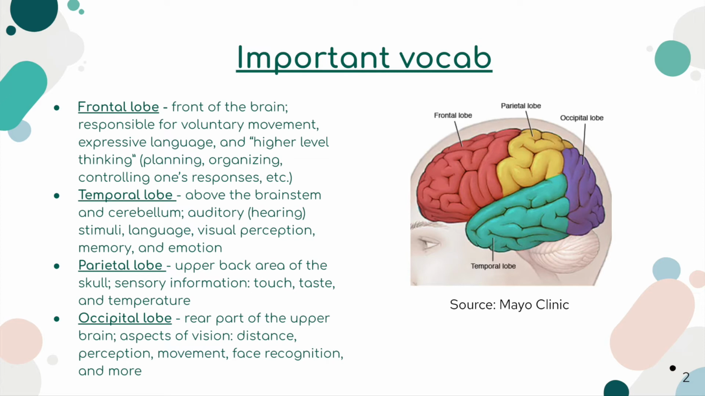Like the temporal lobe, the parietal lobe is also responsible for senses that we experience, touch and taste. It is located in the upper back area of the skull. In addition to touch and taste, temperature is also processed there. Lastly, we will cover the occipital lobe. This crucial lobe is located in the rear part of the brain, and it processes many aspects of vision, such as distance, perception, movement, and face recognition.